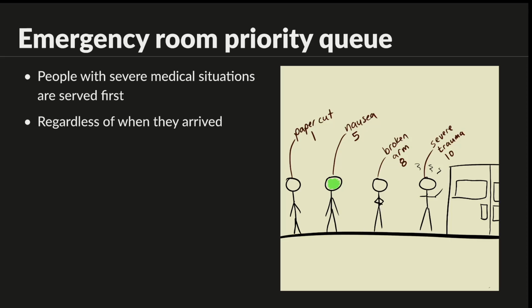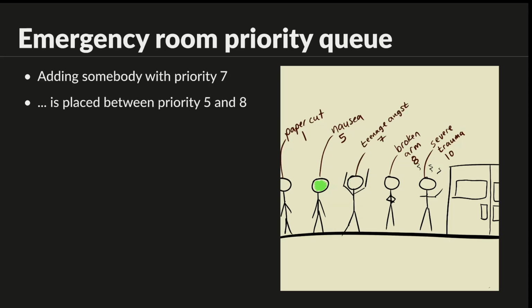So at the emergency room at the hospital, we rightly want to prioritize serving people with life-threatening medical situations over those who are merely in agony, and again, prioritize those in agony over those who can probably wait a few hours. When you add something to the priority queue, you use its priority to put it in the right place. In this situation, people's situations have a priority number. So if somebody comes in with priority 7, for example, they're going to be placed between the people in this drawing, between priority 5 and 8.